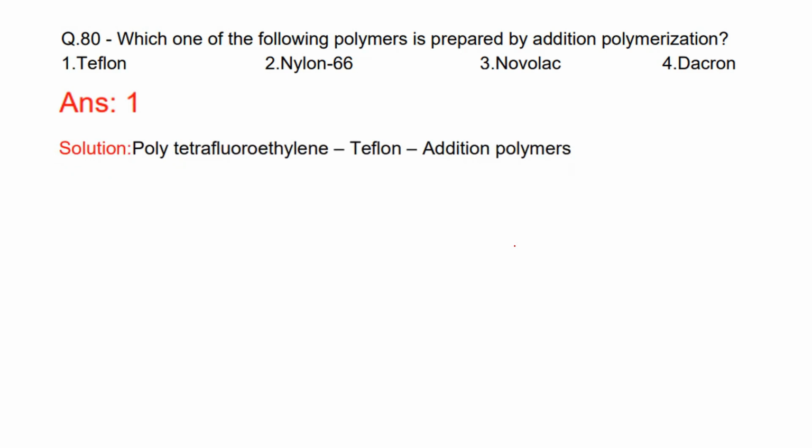Tetrafluoroethylene. So polytetrafluoroethylene, that we call Teflon, is formed by addition polymerization only. So option 1 will be the correct answer for question number 80.